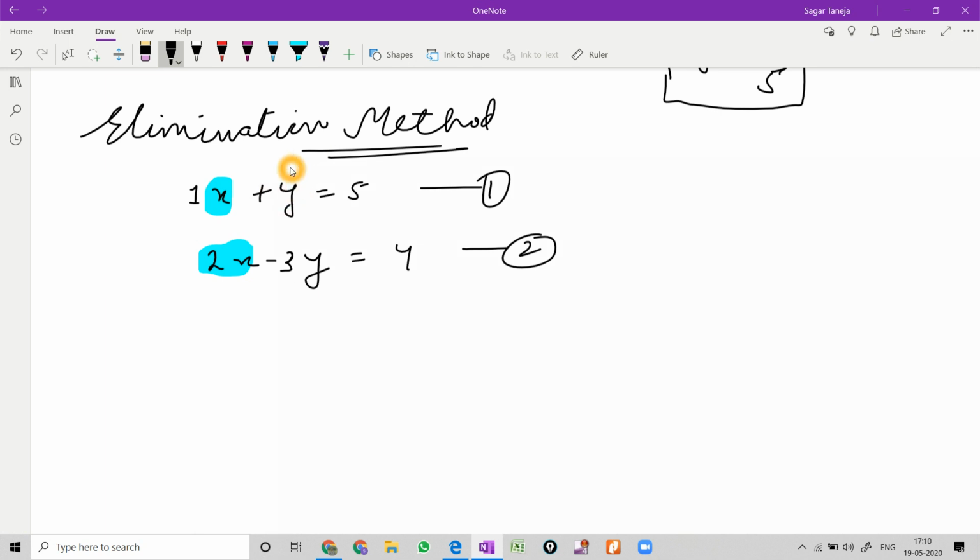See this, what I am trying to say, the coefficient of x or of y should be the same. Here the coefficient of x is 1, here the coefficient of x is 2, here the coefficient of y is 1, and here the coefficient of y is minus 3. Here the coefficient of y is not matching up, here the coefficient of x is not matching up. So in this case, what is required is that we have to just make the coefficient of any of the variables the same. For example, right now I am just focusing on the x variable.